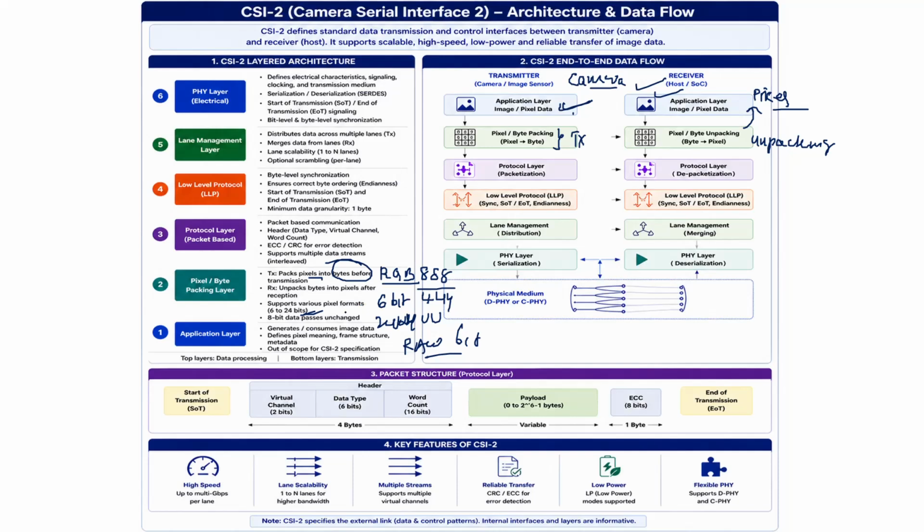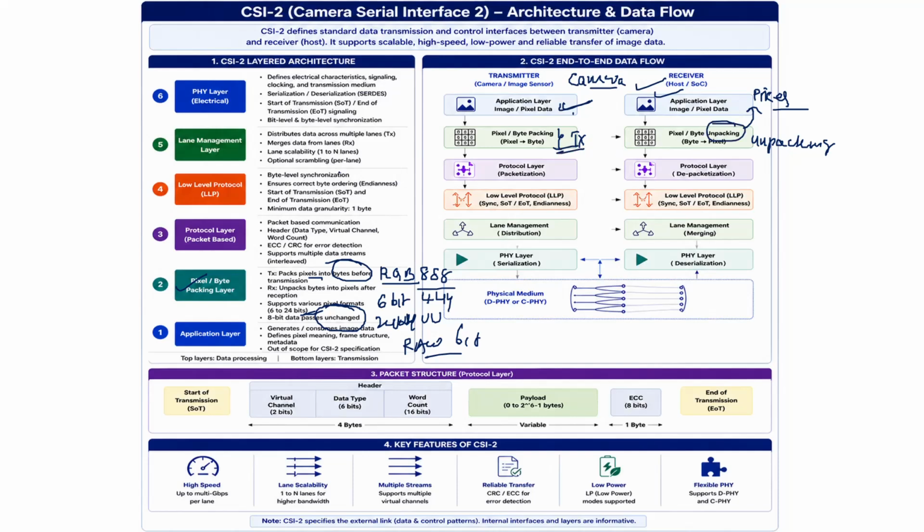In each data byte we are transmitting 8 bits, that means byte format. That is the main usage of the pixel to byte packing format. In the transmitter side we are packing into byte format, and in the receiver side we are unpacking.